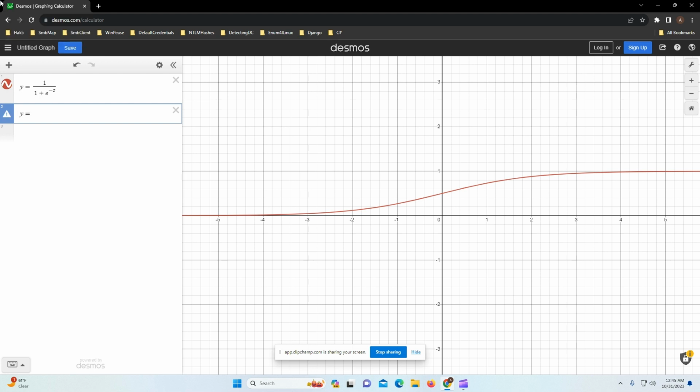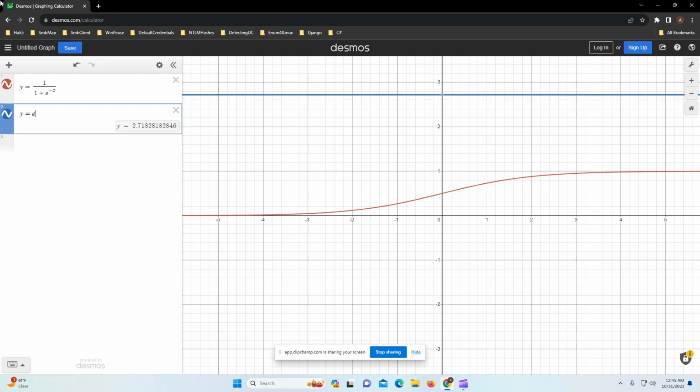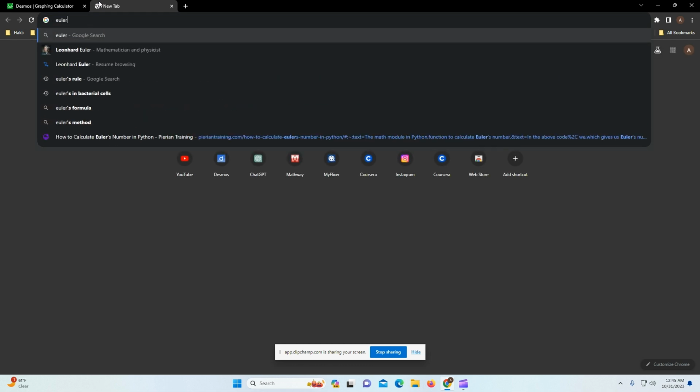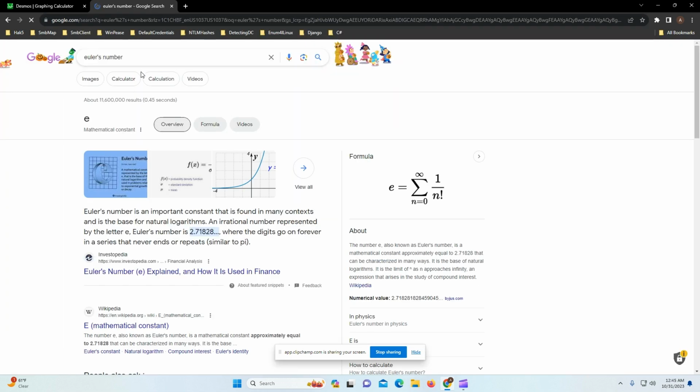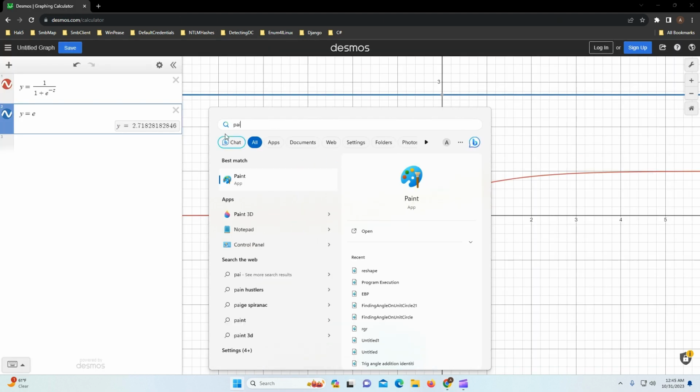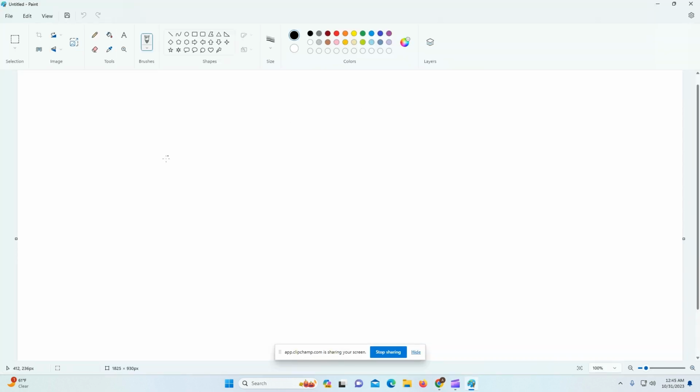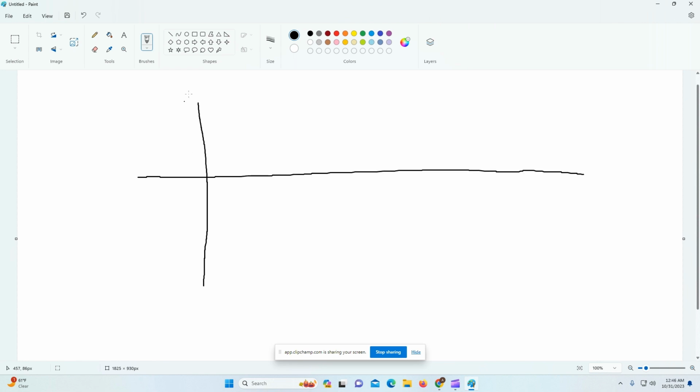Now let's draw another one where y is equal to e, right? So Euler's number. If you don't know about that, do some research, please. Euler's number is basically used for data that has an instantaneous rate of change relative to its size. And what I mean by that, I'm just going to do a brief cover.